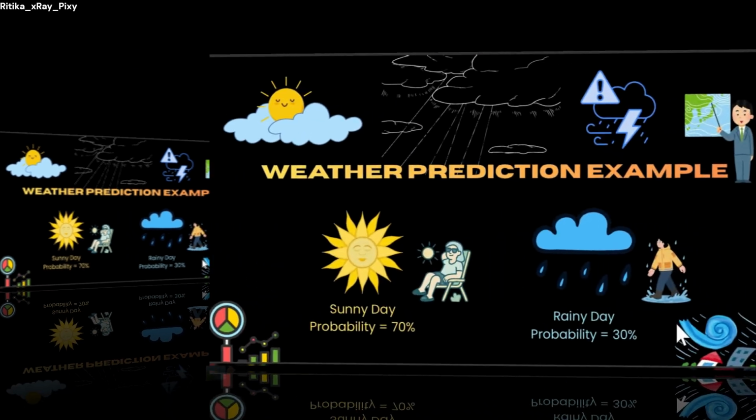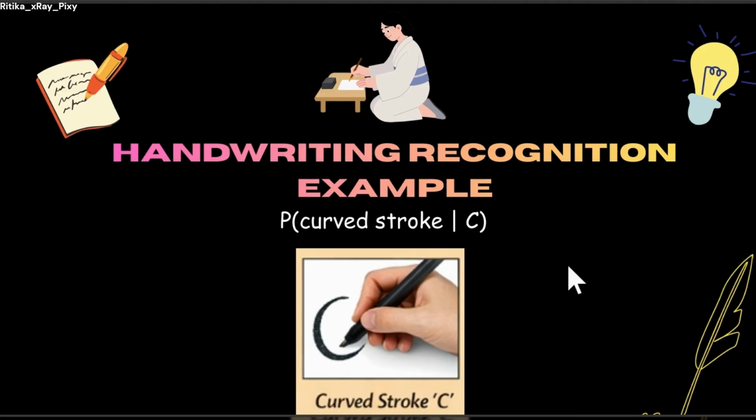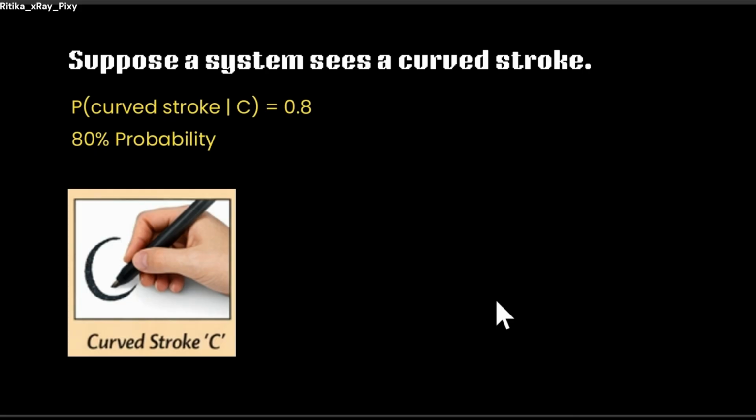Now let's take another example. We have a handwriting recognition system. Now let's see how this is related to HMM. Suppose this system sees a curved stroke. Now we will find the probability that this curved stroke is C, or A, or any other letter.